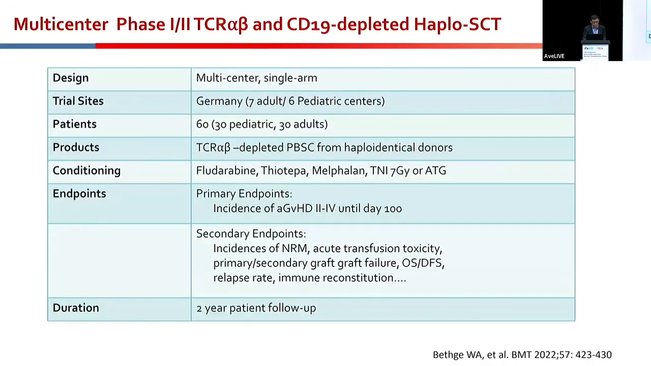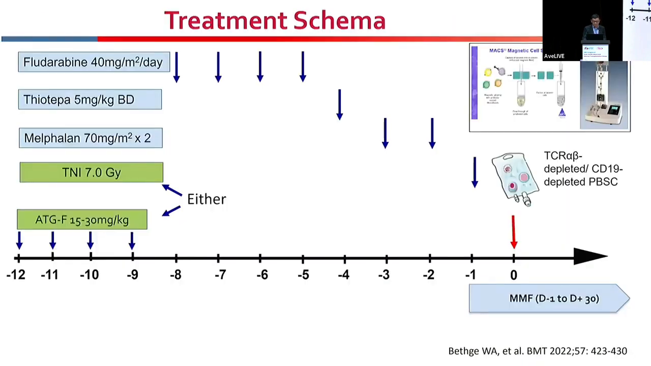I'd like to show you another study that was published by the German group, the German multi-center study with 30 adults and 30 children. The transplant protocol is what Prof. Leong has mentioned, consisting of fludarabine, thiotepa, and melphalan, with or without the use of total lymphoid irradiation in some patients and ATG in other patients. Note that this ATG was not given near the infusion day, but rather it was given at -12 to -9.